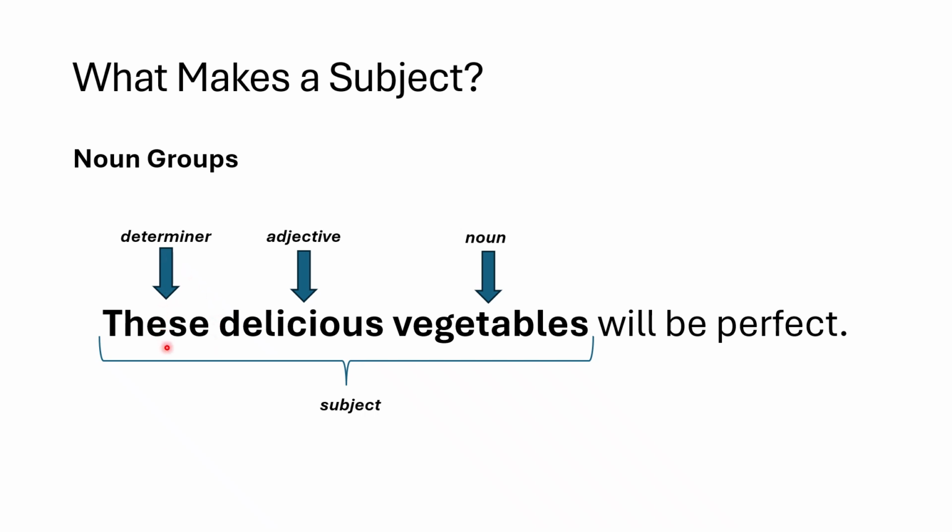Determiner, these. Adjective, delicious. Noun, vegetables. Subject, these delicious vegetables. These delicious vegetables will be perfect. The subject is a noun group.